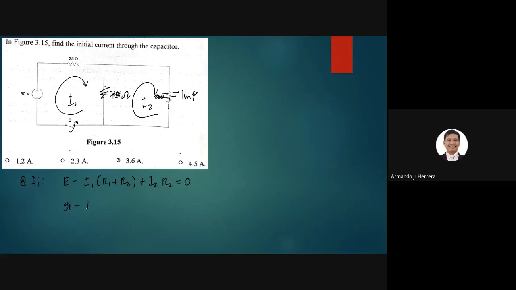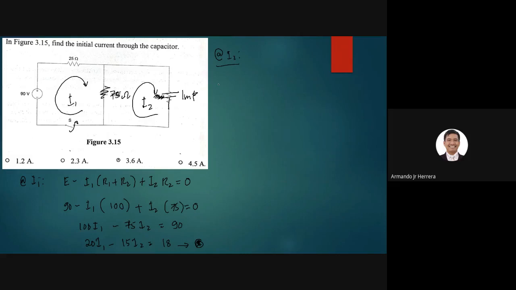So E is 90 minus I1 multiplied by R1 is 25 plus 75 is 100 plus I2 multiplied by 75 is equal to 0. So transposing this negative there and this positive there gives 100 I1 minus 75 I2 is equal to 90. Dividing it all by 5, which is our greatest common, that's 20 I1 minus 15 I2 equals 18. So this will serve as our equation 1. Equation 2 agad, excited. Equation 1.